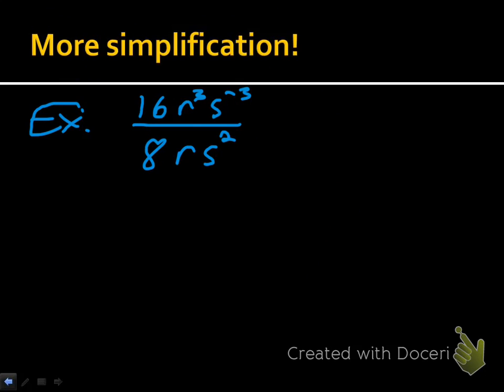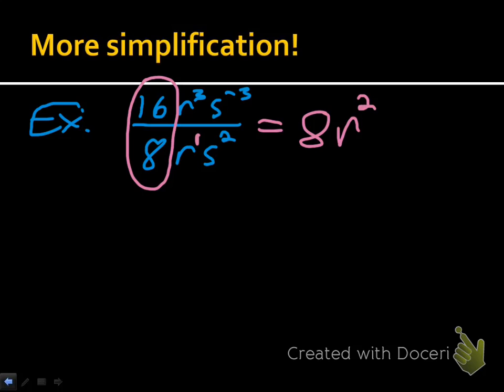Okay, another one. This one, let's simplify. We don't have a power to the power, but we got a bunch of stuff on the numerator, a bunch of stuff on the denominator. So let's look at how we might simplify this. I think the first thing I'm going to do is look at these coefficients here, 16 divided by 8, and that's going to be 2. The next thing I'm going to look at is r cubed over r to the 1 power. 3 minus 1 is 2, so that's going to be r squared. And this next one is, now be careful with the s's, the s to the negative 3 minus 2. So that's going to be s to the negative 5.